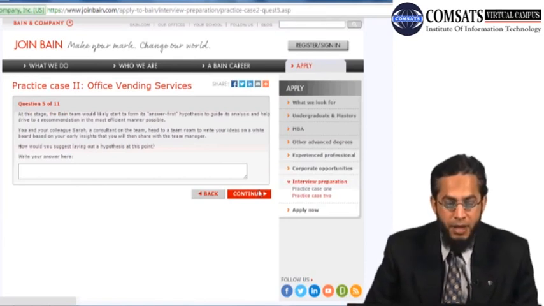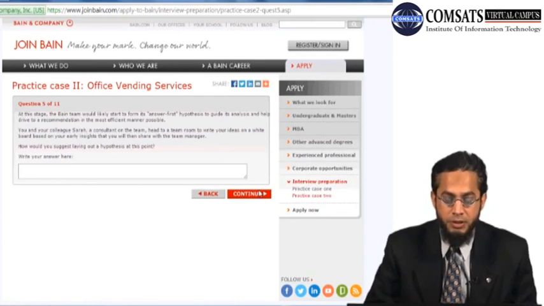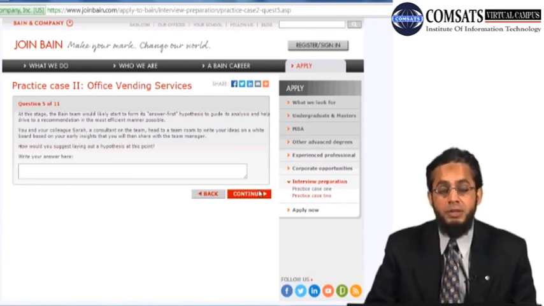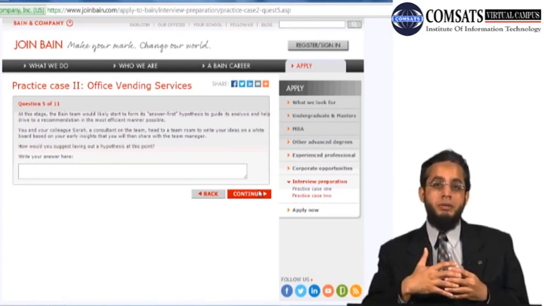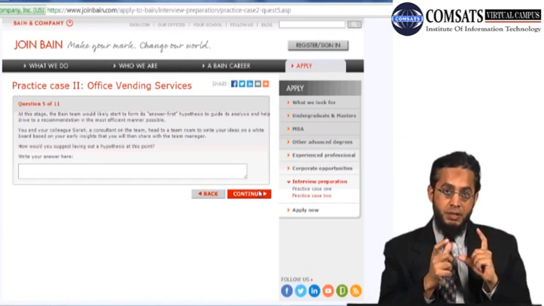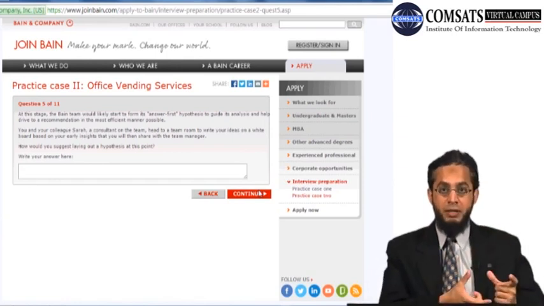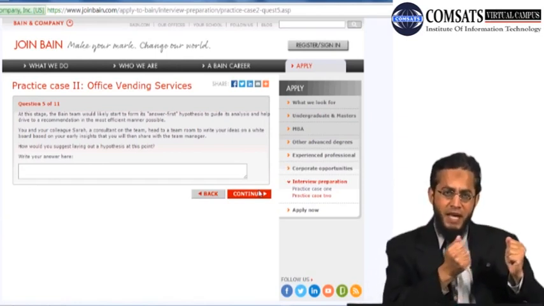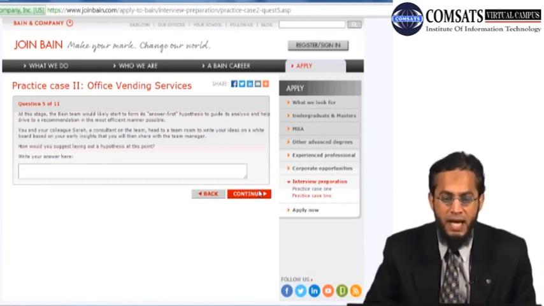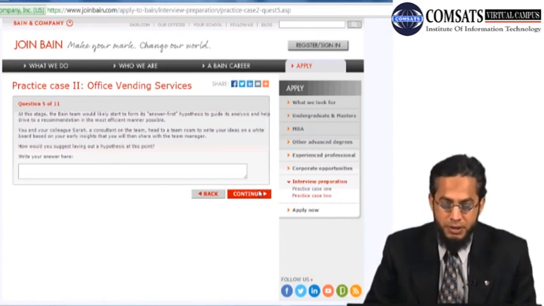At this stage, the Bain team would likely start to form its answer first hypothesis to guide its analysis and help drive to a recommendation in the most efficient manner possible. Now here they are talking about a prediction based on the work that has been done so far. Okay, that if that is the case, then what could be the reason for that? So this is what they call answer first hypothesis.